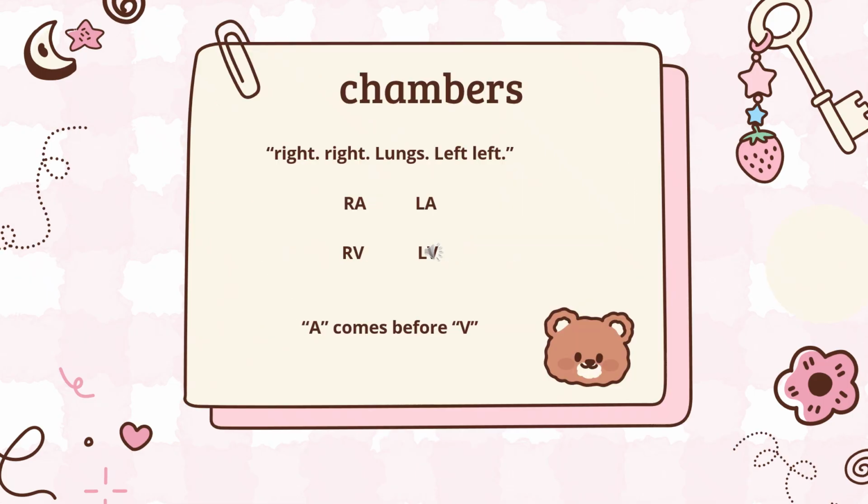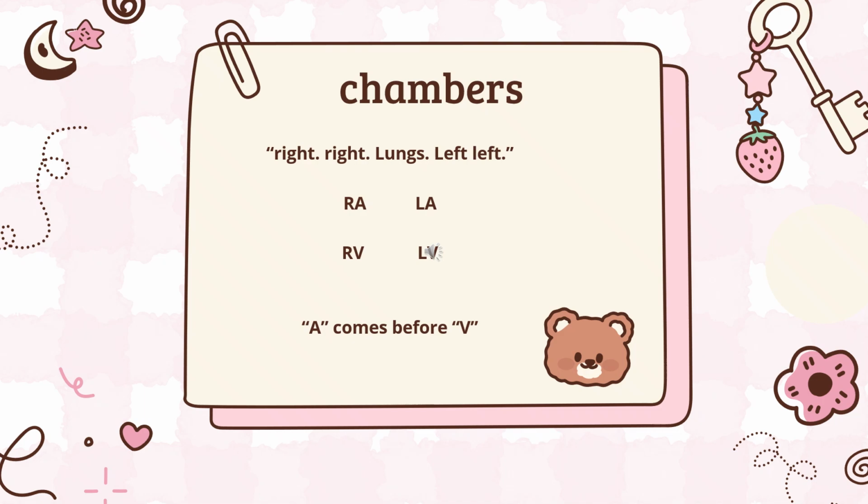All right, so here's your diagram. It's the chambers of the heart. So you're going to remember right, right, lungs, left, left. Think of that like a military chant. Right, right, lungs, left, left. And then remember that A comes before V in the alphabet.